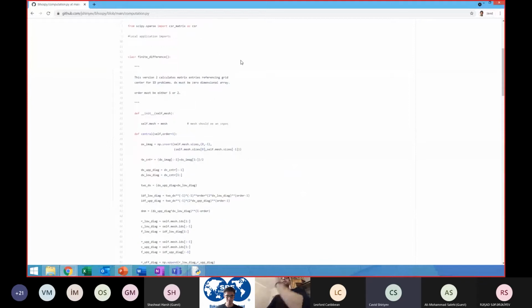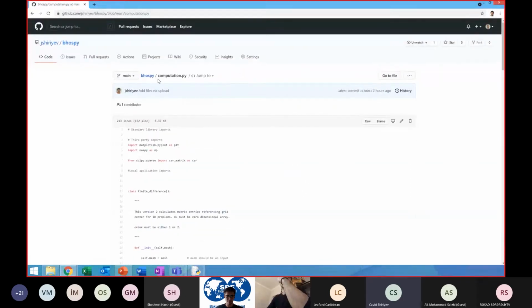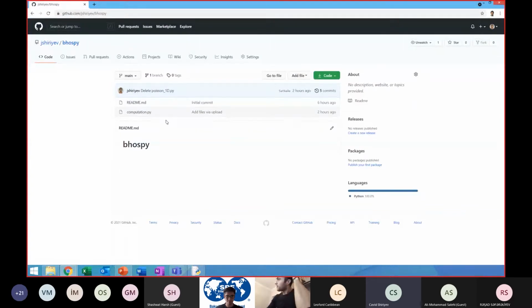This is the BHOS Pi module that we have, with only the computation tool here. I will explain what we have inside. For now, it's only a finite difference solver. Later, it may have the finite element solution as well. But at this stage, for the scope of this session, we need only the finite difference solver, and it contains it. I will update it as we switch to the multidimensional and transient problem. So this is the link I'm going to share with you.